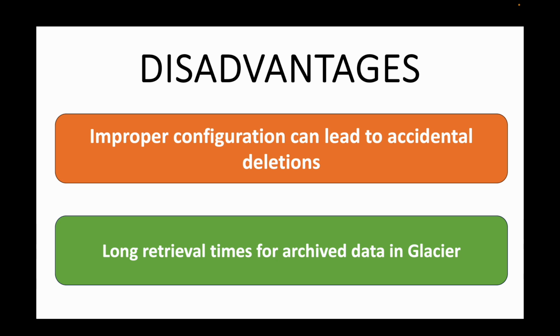So remember, while lifecycle policies are powerful, they must be configured carefully to avoid any accidental data loss. And that brings us to the end of AWS S3 Lifecycle Policies. By using this, we can automate our storage management, save cost, and also ensure compliance with ease.